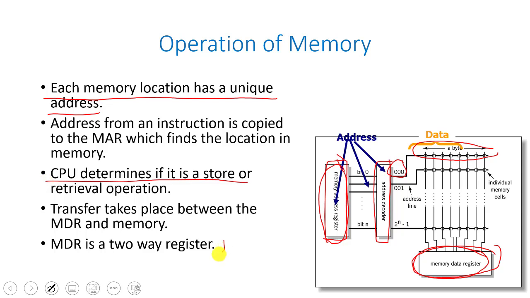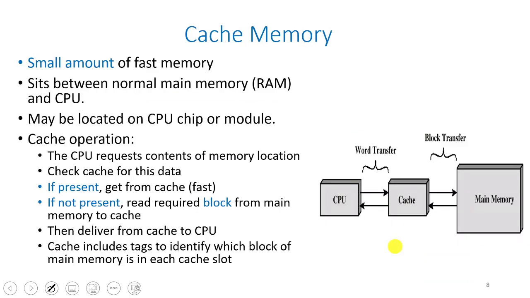Now, the memory data register is a two-way register. The memory address register is a one-way register. What do we mean by that? With the memory data register, we can store in the memory and read from the memory. We can read and write into the memory. So we can send input and take output from the memory data register. On the other hand, the memory address register takes information in one way from the CPU. You cannot have it two-way like the memory data register. So keep this in mind: memory address register one way, memory data register a two-way register.